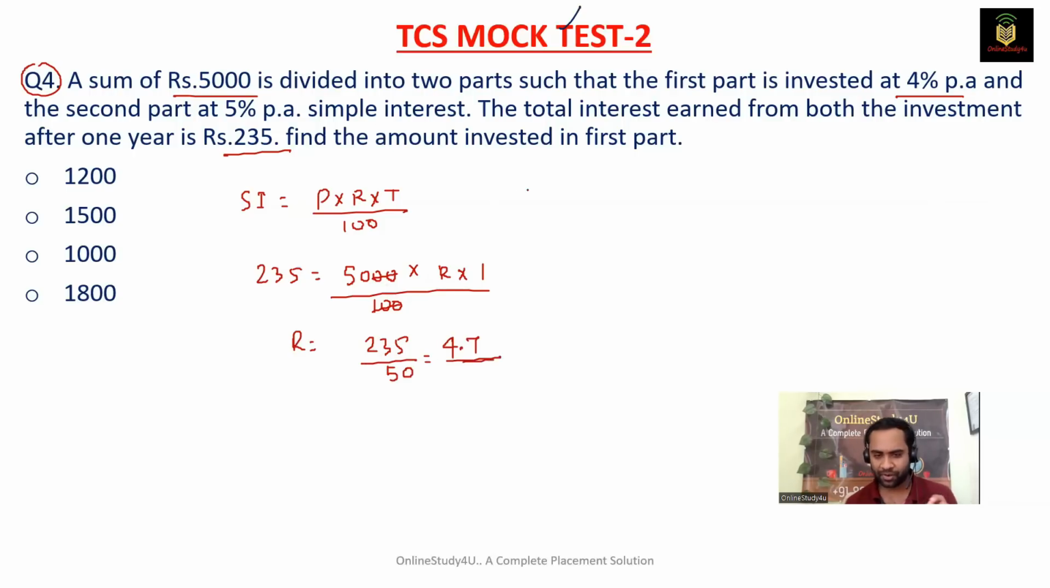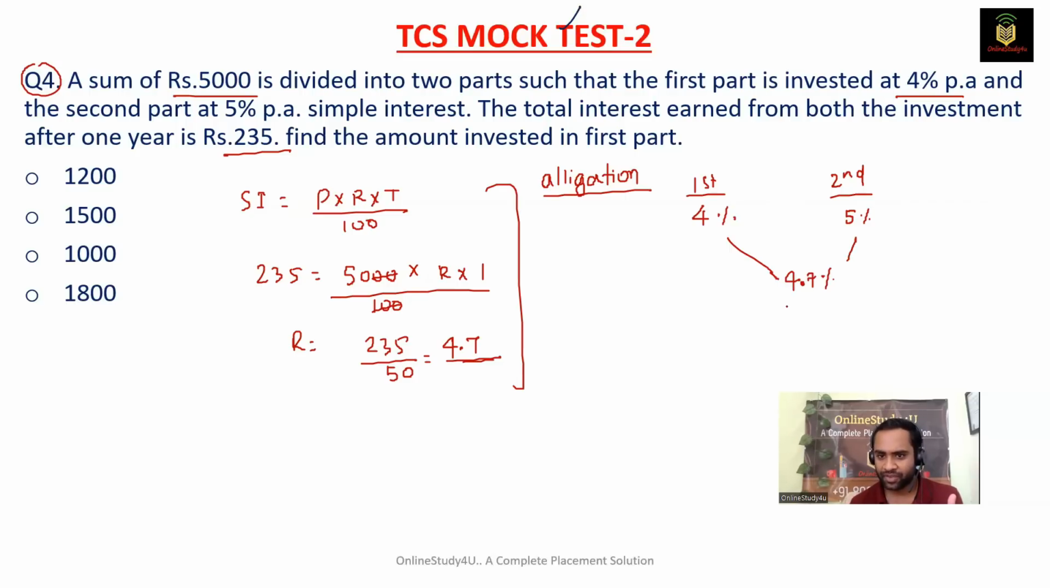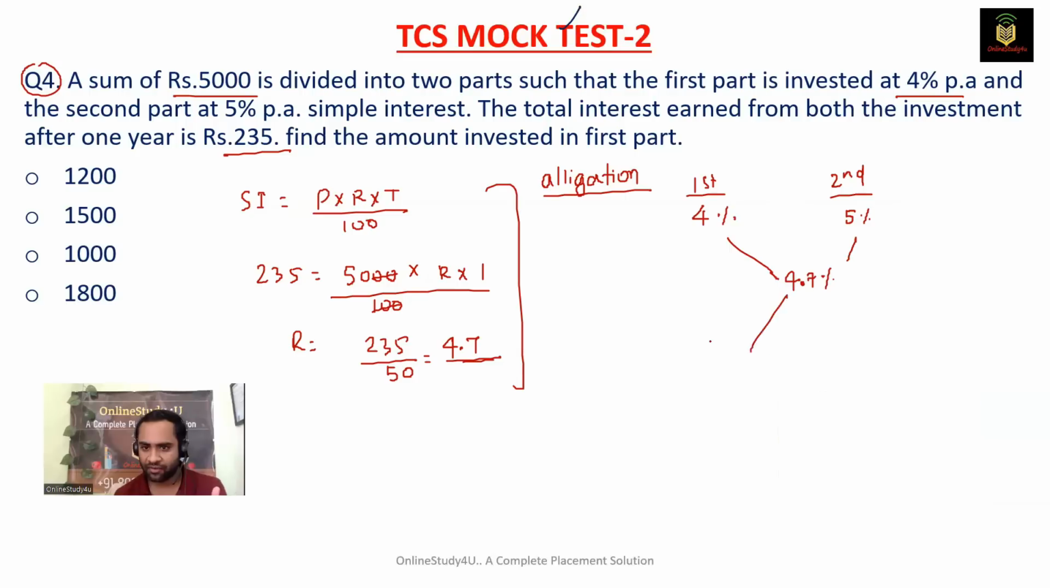Now what you have to do, you have to use the rule of alligation, otherwise the problem will become very much complicated. Okay, so you have to use the rule of alligation. First part, my dear friends, is invested at 4% and second part is invested at 5%. Okay, and combined 1 year rate of interest is 4.7%, right? This we have calculated here. Okay, now use the rule of alligation, very easy.